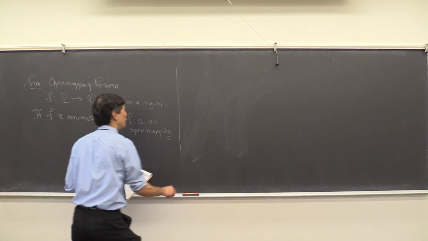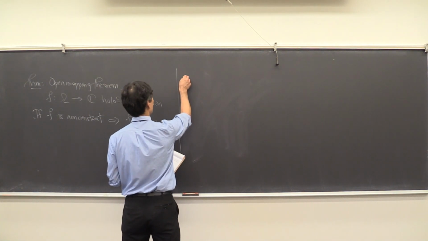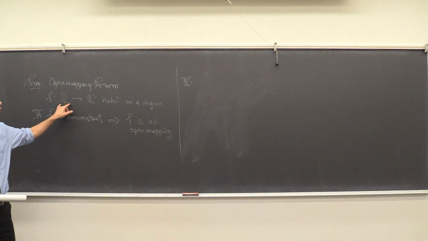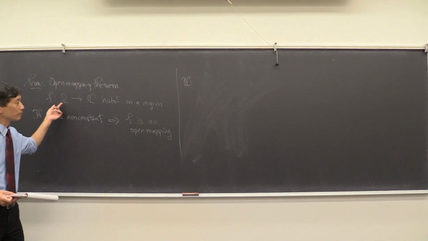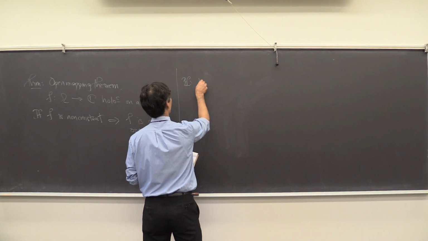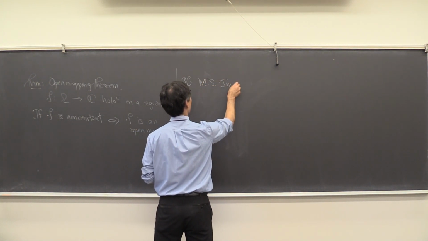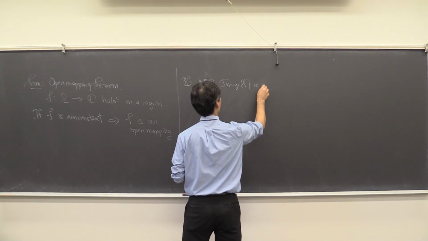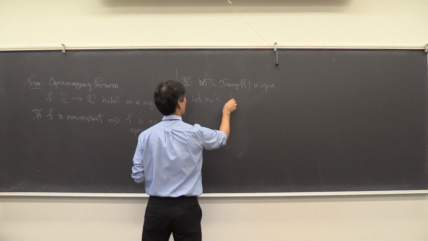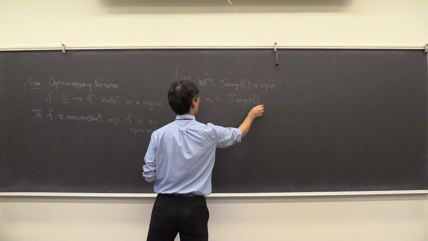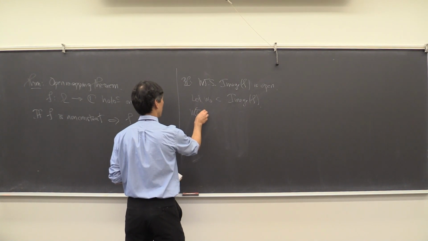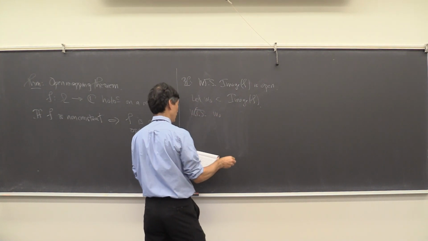Okay, so let's show this. We want to show that, right. So we've got this function on this open set, and we want to show that the image is also open. So we want to show that the image of F is open. So take any point. Let W naught be in the image. Choose some point in the image. We want to show that that guy is interior, right? That W naught is interior.